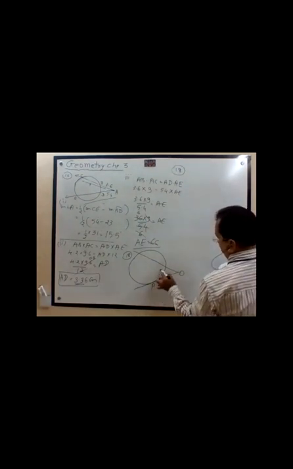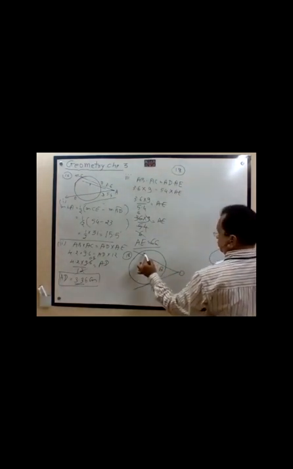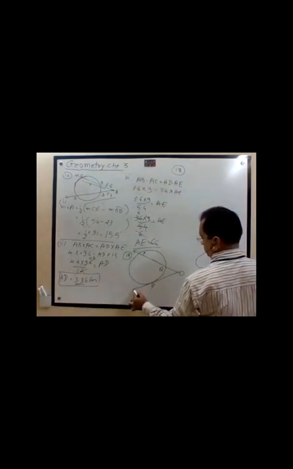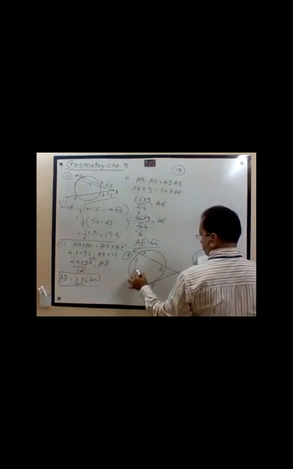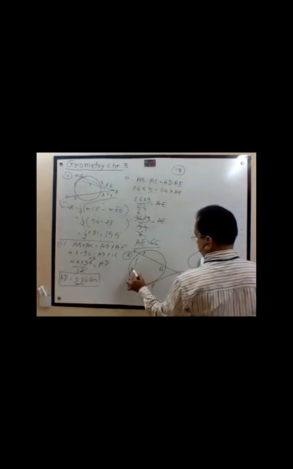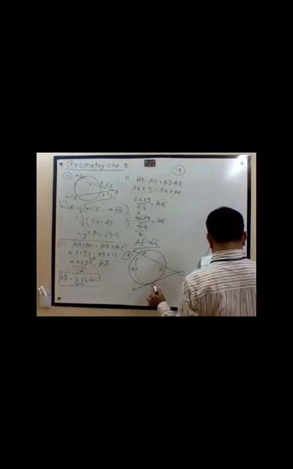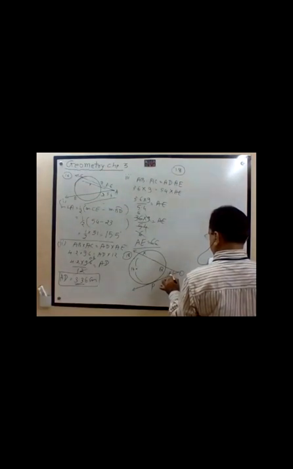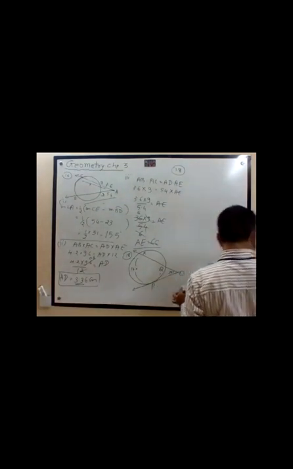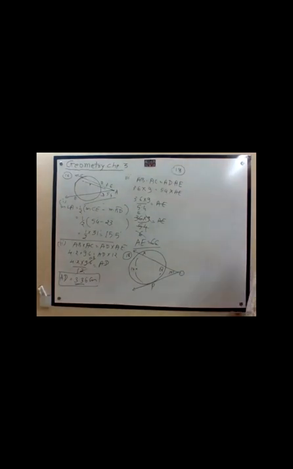O, P, Q, R. Now again, PR, this much is given, 140. Angle is given 36. PR is the question. Again, the angle is outside, so subtraction.